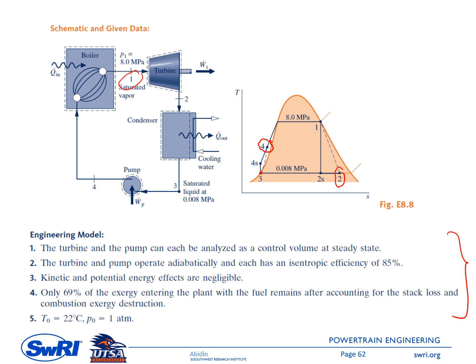I think it's pretty much similar to the one we have in example 8.2, except there is additional information here that only 69% of the exergy entering the plant with the fuel remains after accounting for the stack loss and combustion exergy destruction. And this is the data for the reference condition, so T0 and P0.